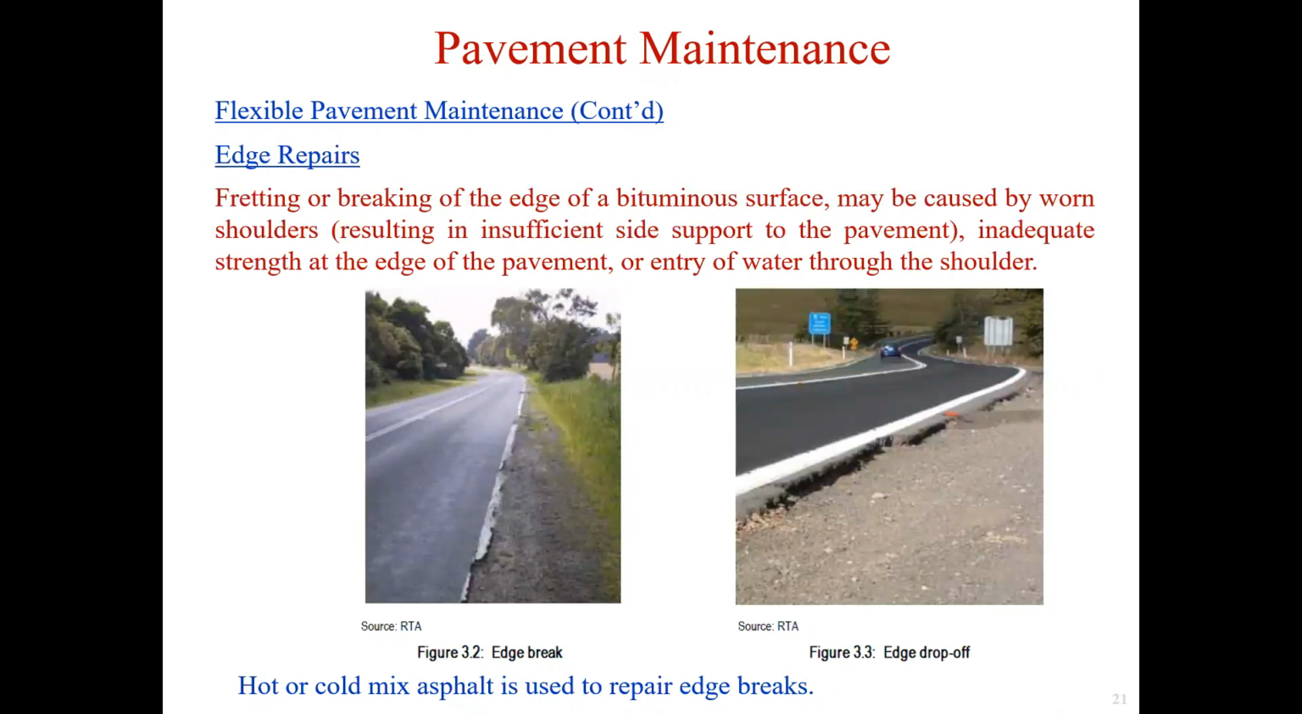If there's any damage on the shoulders, it will result in insufficient side support to the pavement and inadequate strength at the edge of the pavement, or entry of water through the shoulder. This causes fracturing or breaking of the edge of a bituminous surface. Hot or cold mix asphalt is normally used to repair edge breaks and is placed and compacted to conform to the level of the adjacent seal.